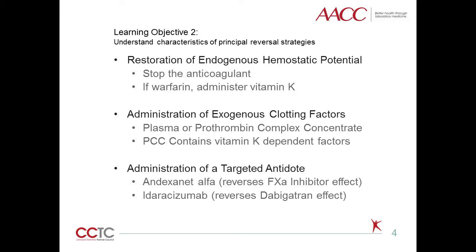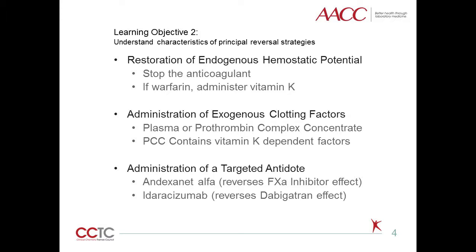Reversal strategies in the second category represent administration of exogenous coagulation factors. Plasma is a source of all procoagulant and anticoagulant factors, but is associated with preparation time, volume challenge, as it's dosed at 15 to 20 mLs per kilogram, risk of transfusion reactions, and imparts only a limited duration of impact upon the INR. Prothrombin complex concentrates are comprised mainly of vitamin K-dependent factors and can be reconstituted to a very low volume administration dose.